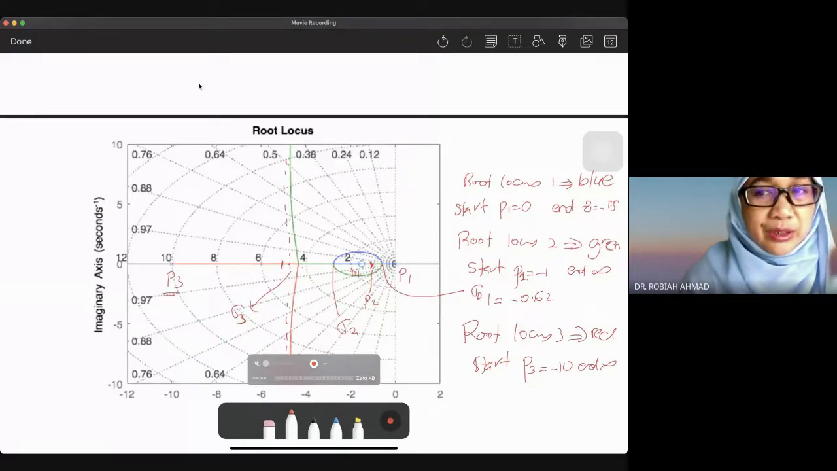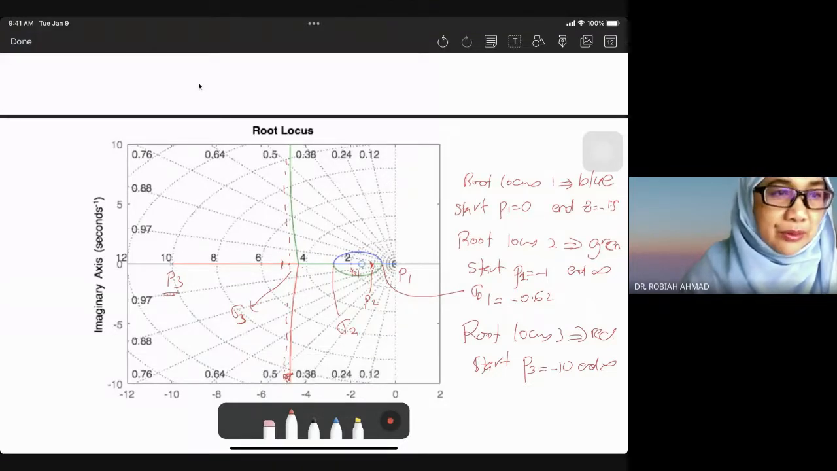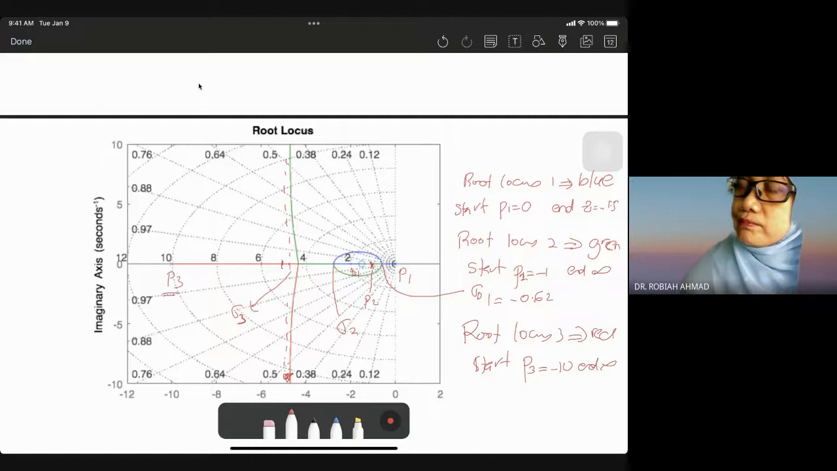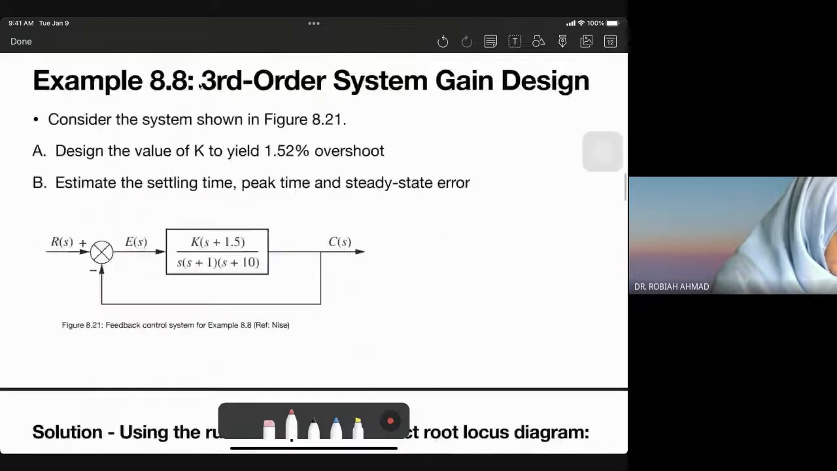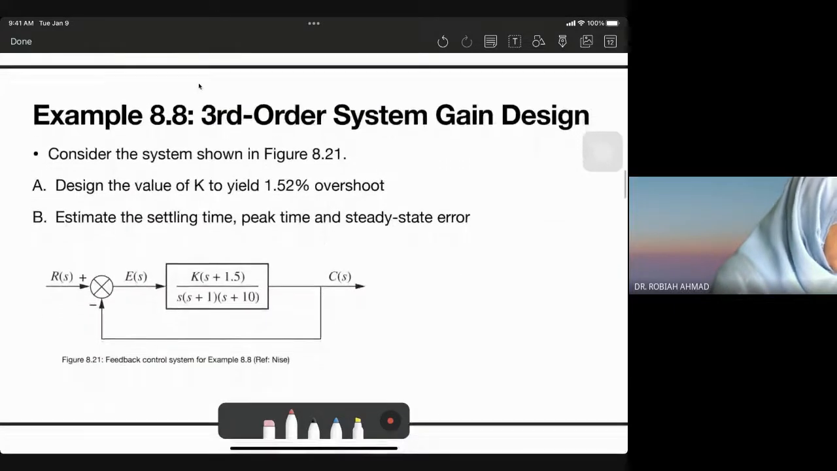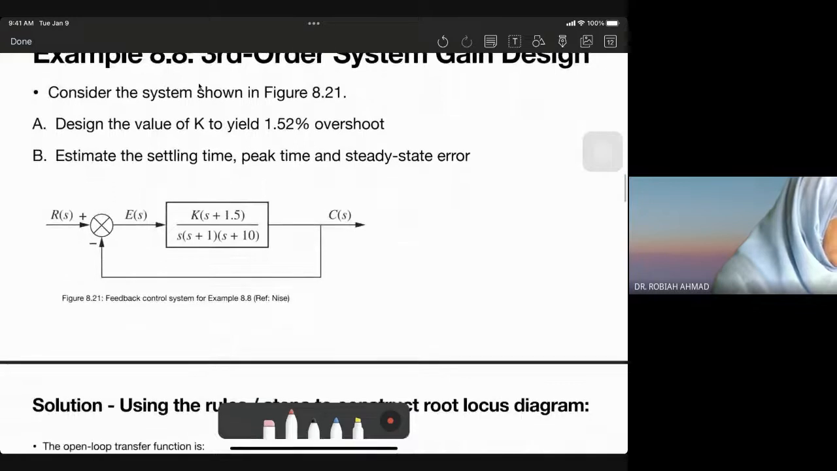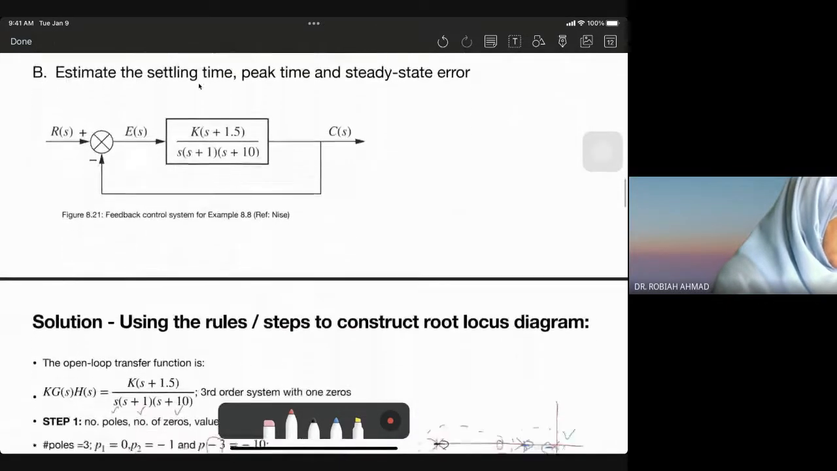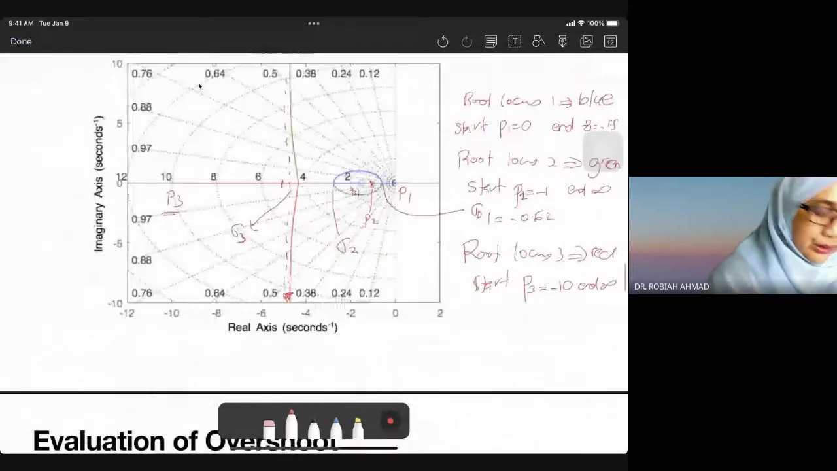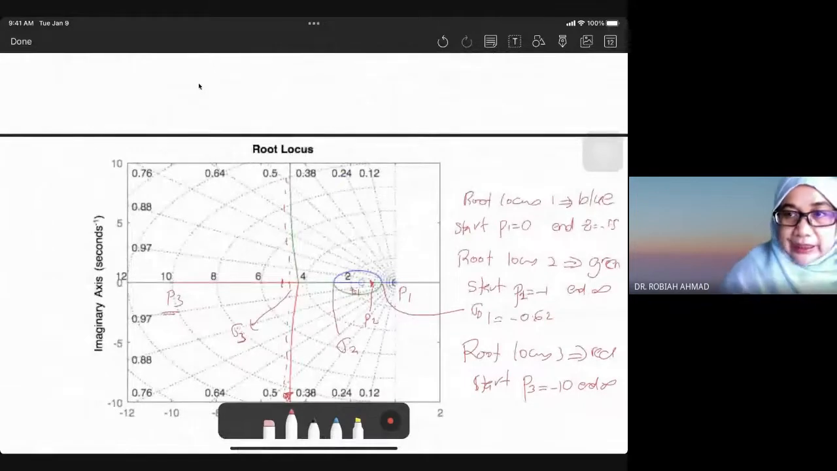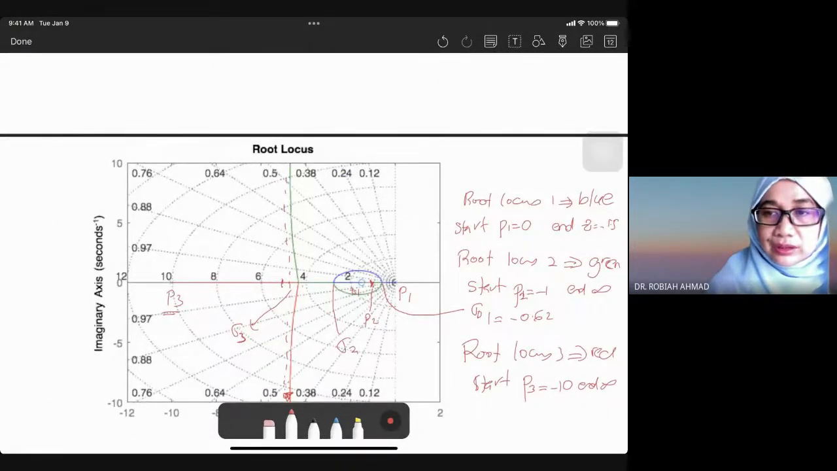So actually we are reviewing the root locus steps before we proceed with the design, the steady state error. Okay. The question is to design the value of K to yield 1.52 percent overshoot, and we have to find the settling time, the peak time, and the steady state error. So we are still at the root locus design. So this is the root locus. Any questions so far on the root locus itself before we proceed with the design part?